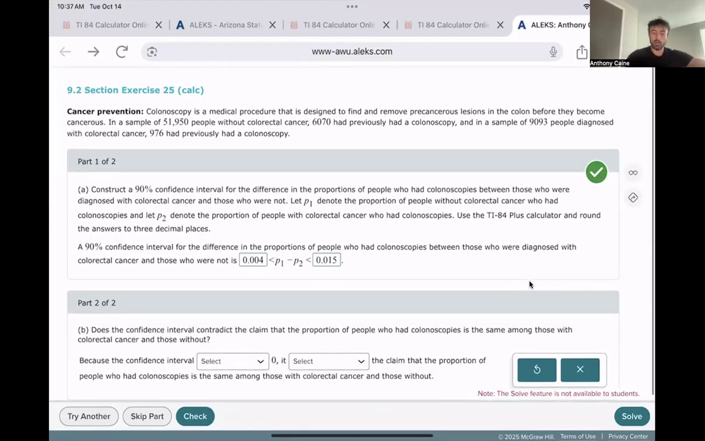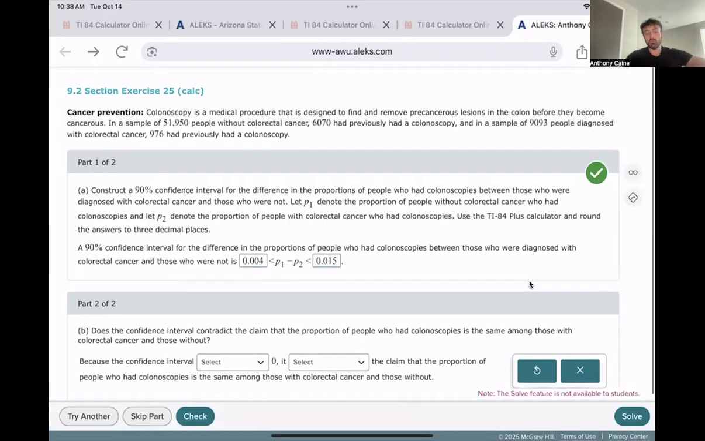Oh, okay, they tell you. So if we look at part A, the second sentence says, let P1 denote the proportion of people without colorectal cancer who had colonoscopies. So the people without who had it, so that's the 51,950. Those are the people without who had it, right? So that's going to be our P1, and the P2 is the people who had it. Okay, fine. And so we get this difference here. So the proportion of people who did not have colorectal cancer and got a colonoscopy were higher than the proportion of people who did have it and who got colorectal cancer.